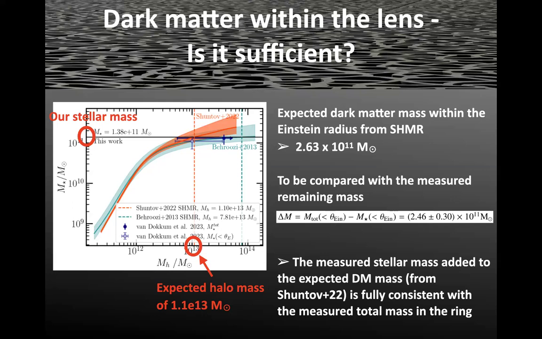And then you can extrapolate and understand the expected dark matter inside the Einstein radius, which is this value. This value needs to be compared with the remaining mass that we computed in the slide before. Basically, what you can see is that the mass that we expect from the stellar-to-halo mass relation is very well consistent with the one we get from the measurement. So how did you extrapolate from the mass in the Einstein ring? With the Navarro-Frenk-White profile. Yeah.